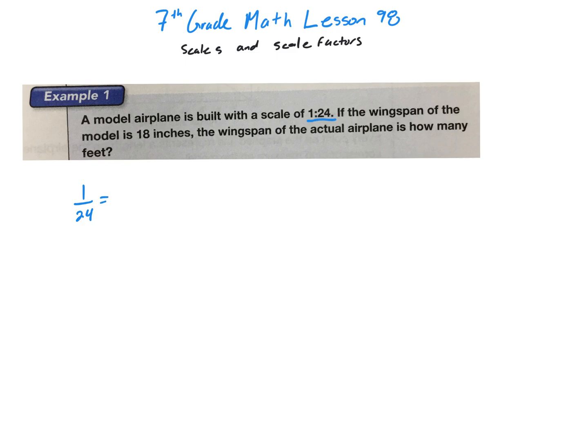And they said that the wingspan on the model is 18 inches. And they want to know what it would be on the actual airplane. Maybe I'll call it x, makes it a little easier. So I'm going to multiply this times this, so it would just give me 1x, or x. And then multiply 18 times 24, which would give me 432 inches. So the actual wingspan would be 432 inches, or if I divided that by 12, that would be the same thing as 36 feet.